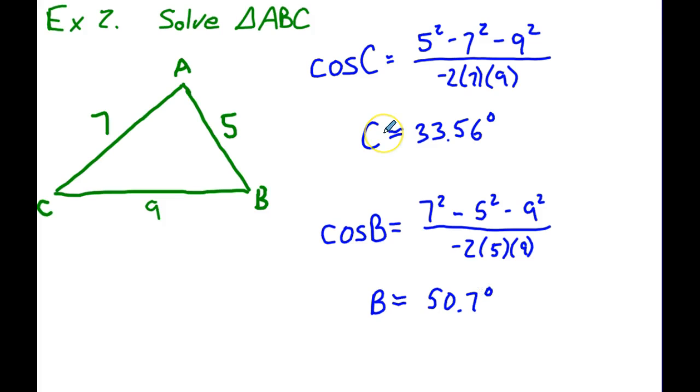So now that we know what the measure of angle C is and the measure of angle B, if we're looking for the measure of angle A, that is going to be approximately 180 minus 50.7 minus 33.56. So it'll be approximately 95.74 degrees.